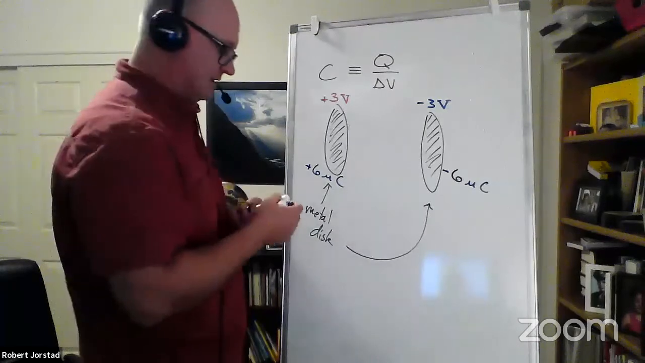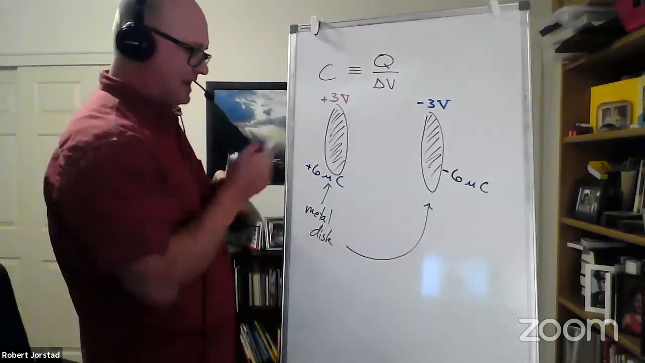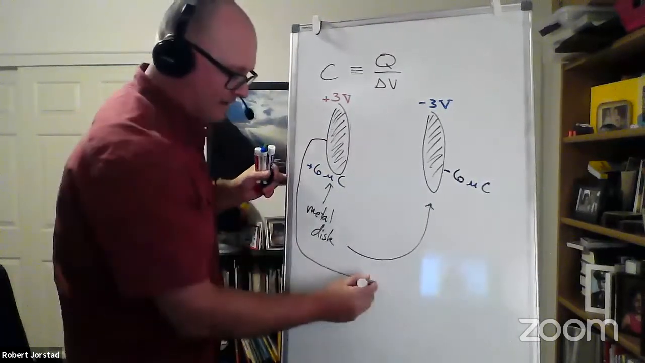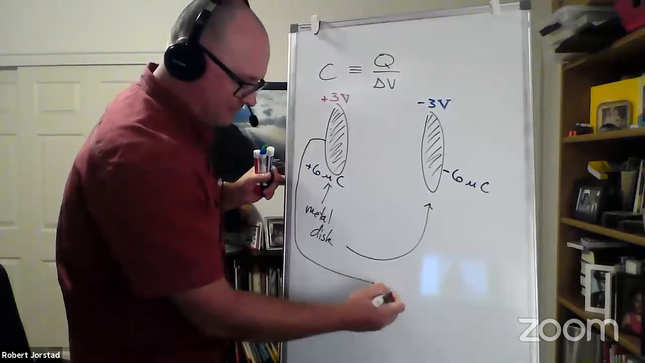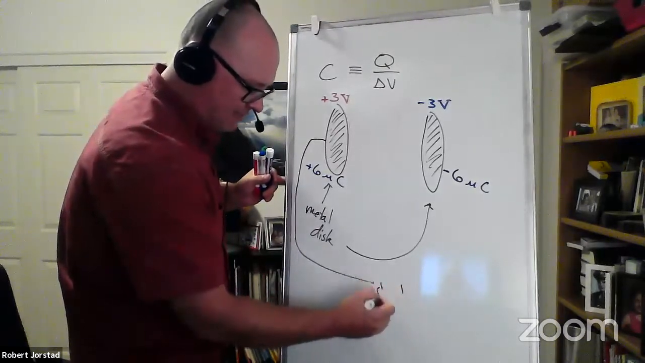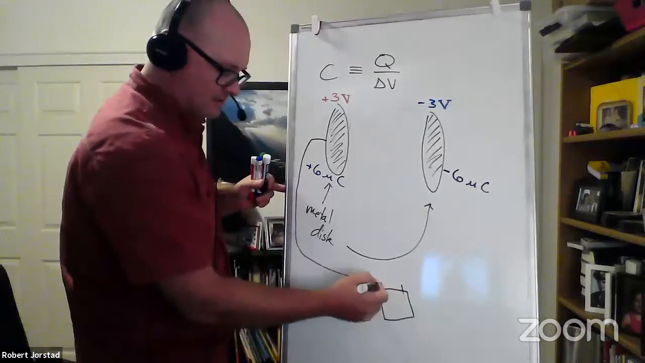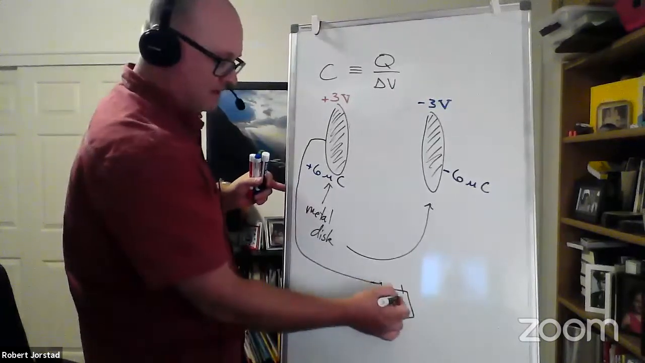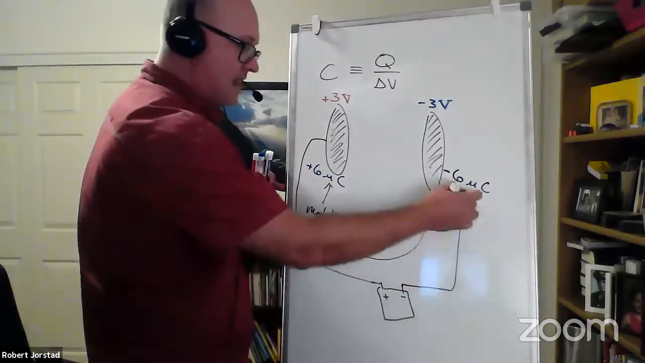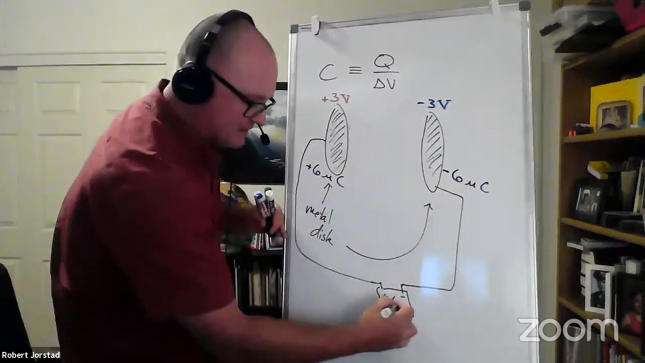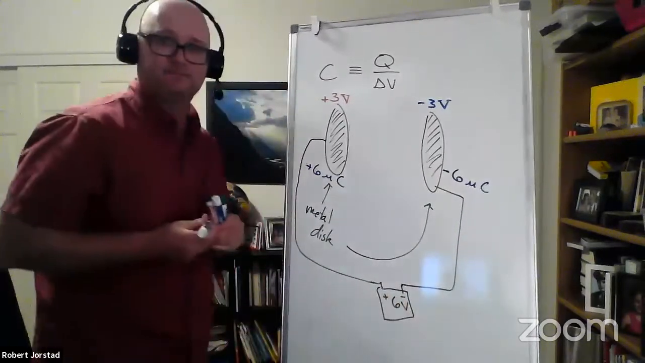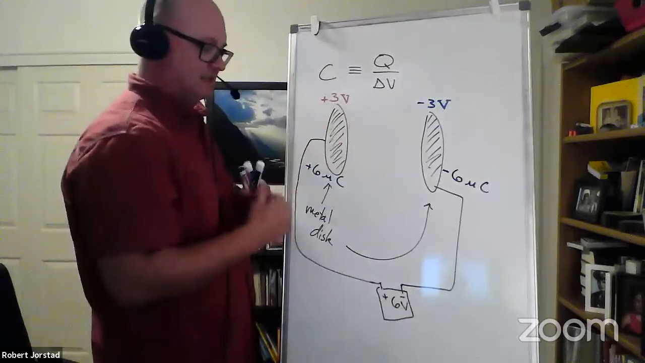And how would I do this? Maybe I do this by connecting these two things with a wire to a lantern battery. So a lantern battery maybe looks like this. This would be the plus terminal, and this would be the minus terminal. The idea is by applying a 6-volt battery here, you could cause these things to separate.